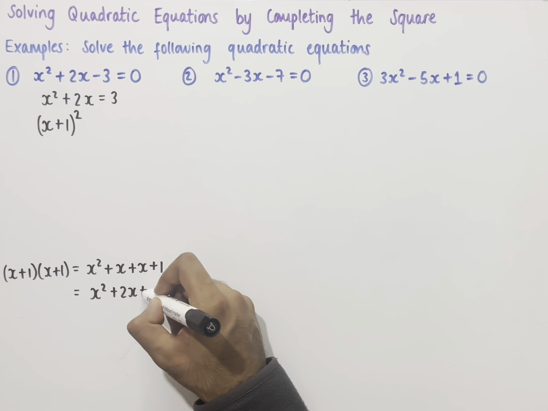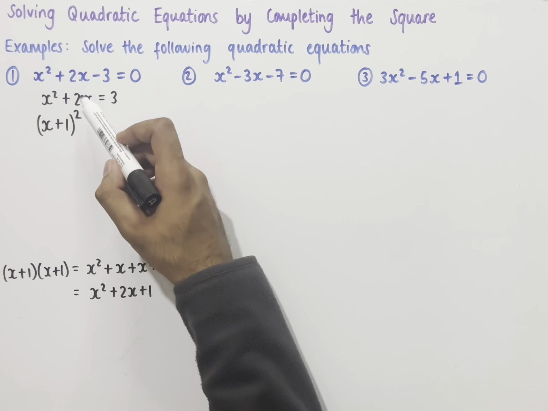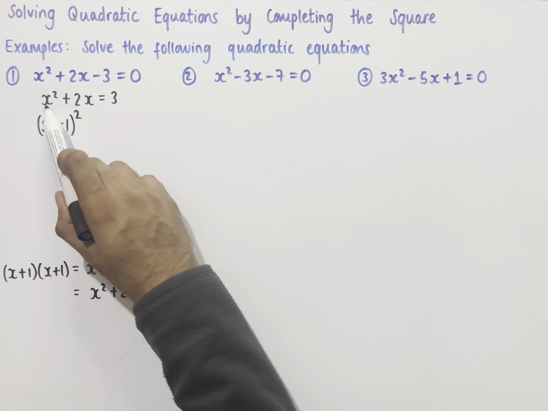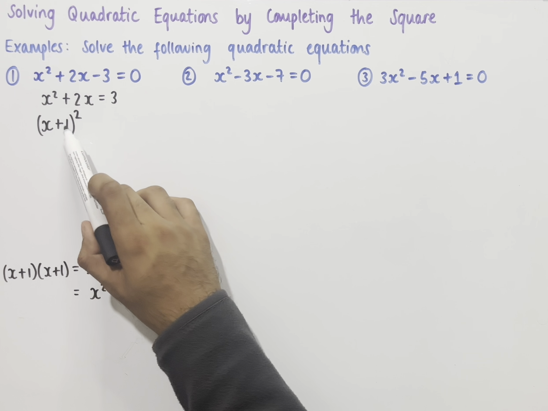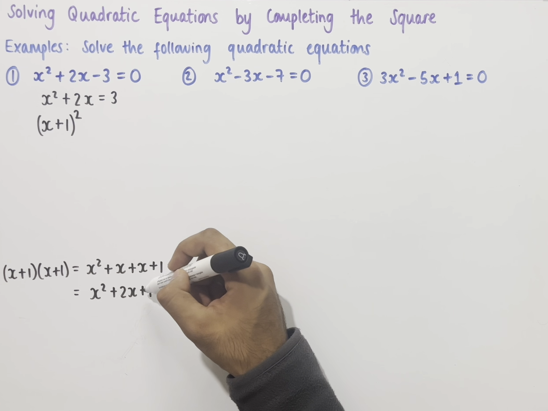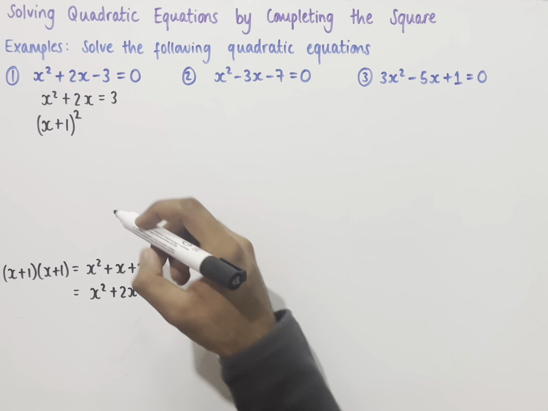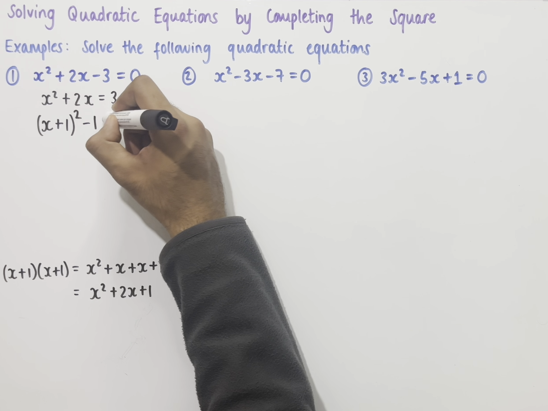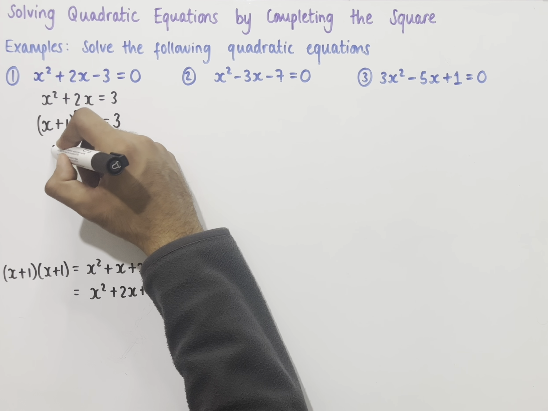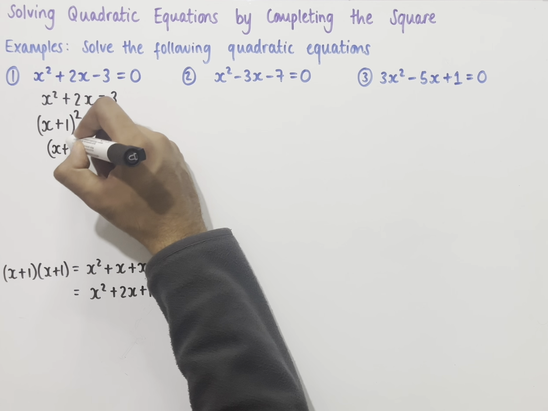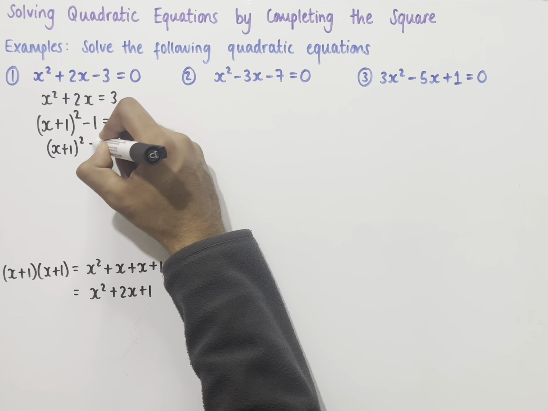If we compare this with what we have originally on the left hand side, then we have x squared plus 2x. The extra term here is the 1. So if we were to write this as a squared bracket, we would then need to subtract the extra 1 here. So taking that away, we then equate this to 3. Now the next step is to add 1 to both sides, and so we have x plus 1 all squared, which equals 3 plus 1, which is 4.